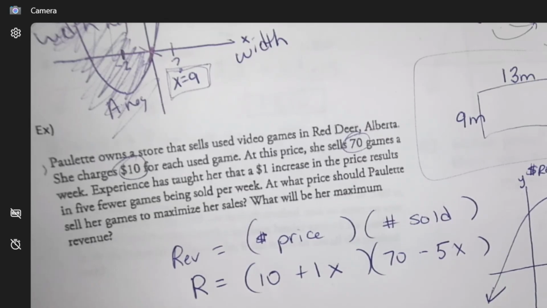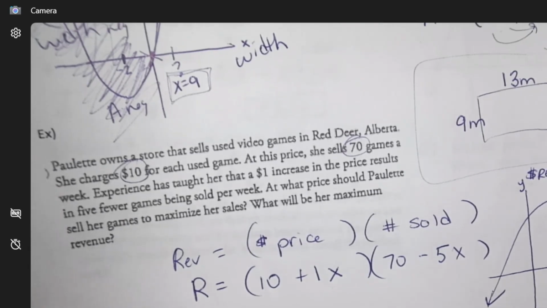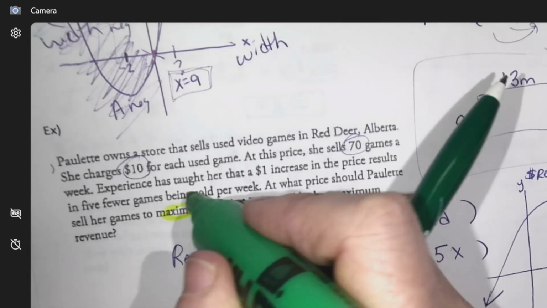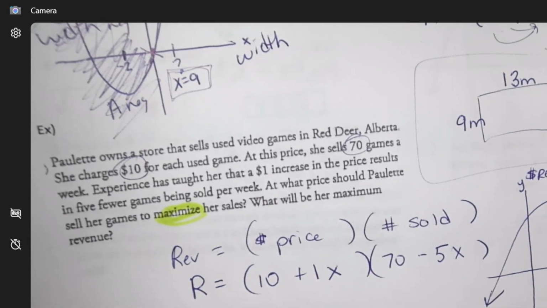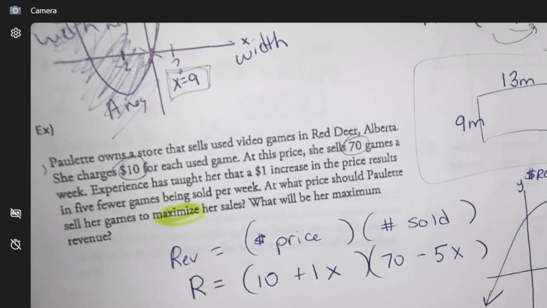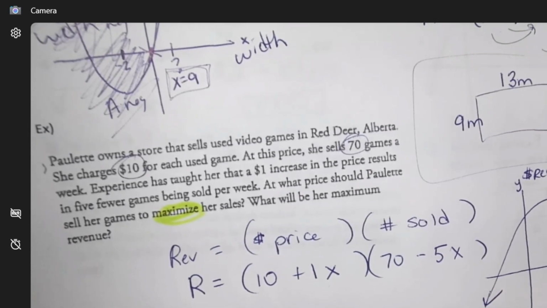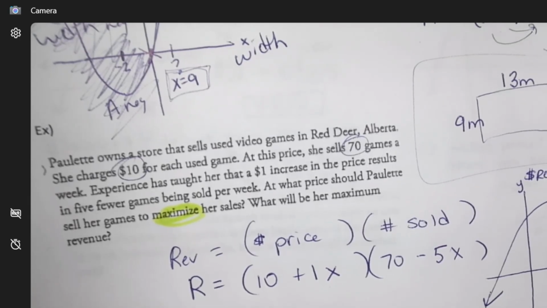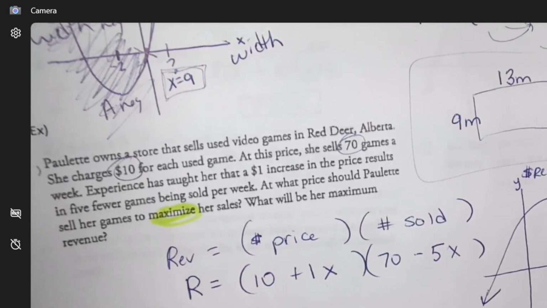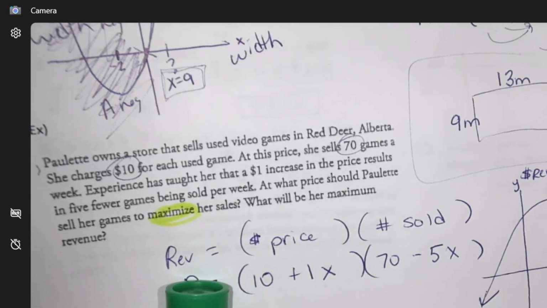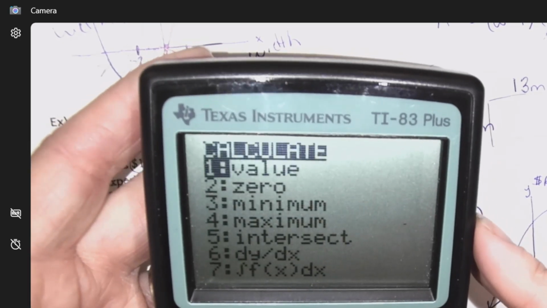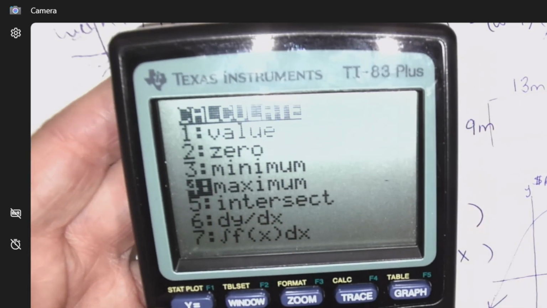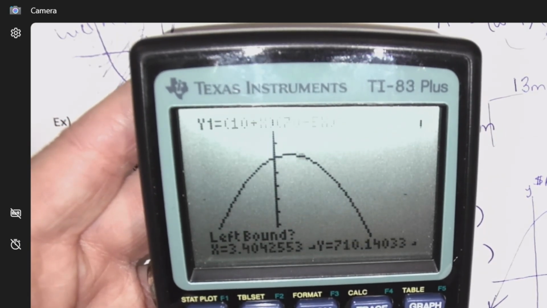Okay, so here's the question. At what price should she sell to maximize, that's a keyword, to maximize her sales? And what should be the max revenue? So what am I looking for in this? I'm looking for the vertex now. Maximizing means the vertex. So can you get me that? So second trace, you're going to work to the maximum. You're going to have to move that left-right thing.